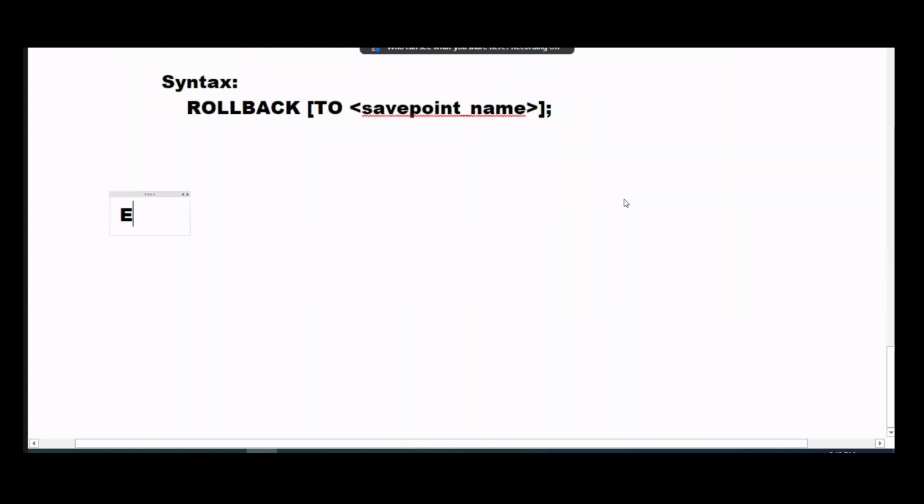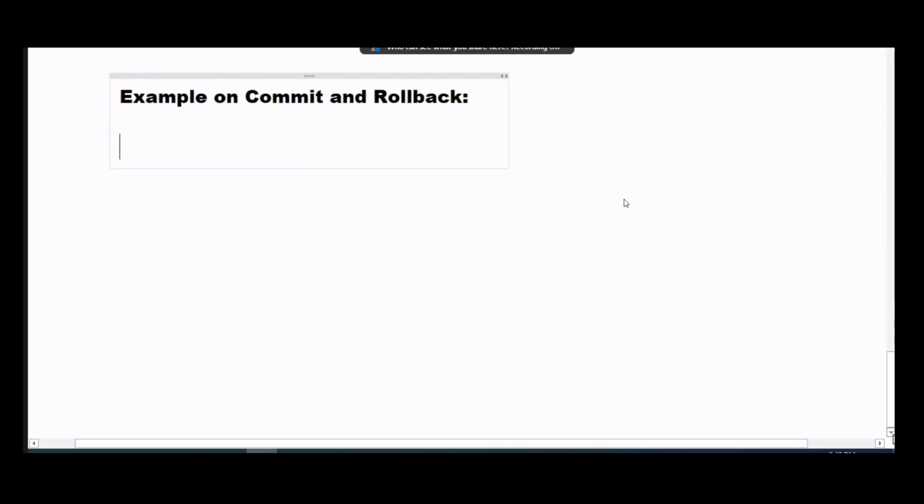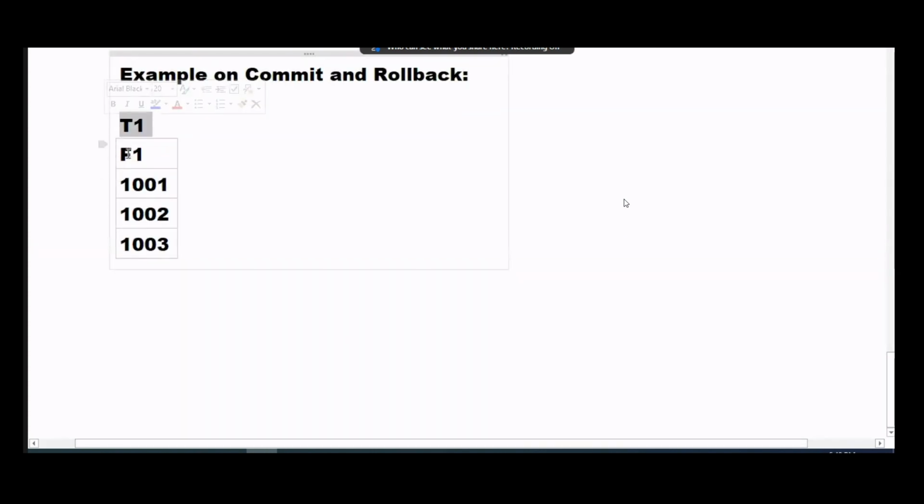See one example on commit and rollback. Understand here. I'm creating a table now with the name T1. In that table I want one column, F1. Then I want to insert some numbers, like 1001, 1002, 1003. This is my requirement. So I'm creating this table. The table name is T1. The column name is F1. Then insert the records.